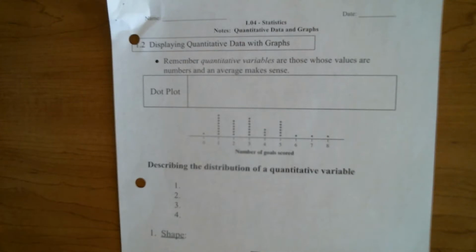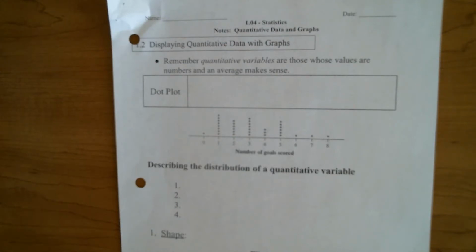So what do I mean by make sense? Zip codes are numbers, but there's no such thing as an average zip code. So that would be a categorical variable, even though the values themselves are numerical. Again, it's got to make sense to calculate an average.